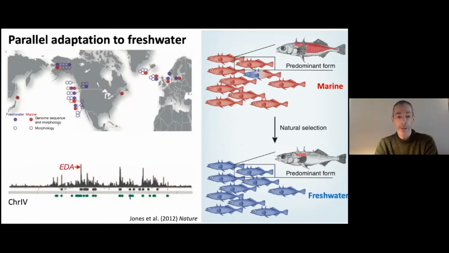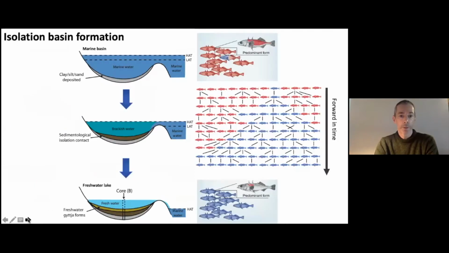Actually, there's a paper just gone online today where they've used experimental populations and they've released marine stickleback into freshwater ecosystems, and these changes actually occurred over a 12-year period in these experimental populations. So it can happen very, very rapidly. What we wanted to do was try and look at this through time over the longer time scale.